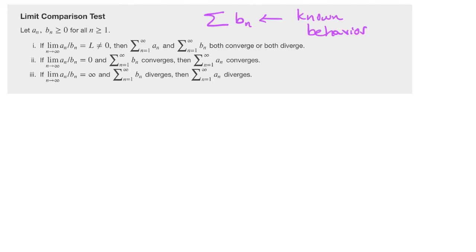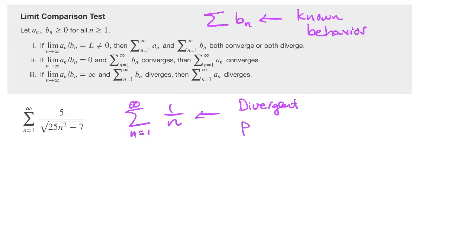In our previous analysis, we said that the terms of the series we were given are basically going to look like some known p-series, in particular our harmonic series, 1 over n. For this one, we know that it's a divergent p-series. In particular, it's our harmonic series. So we know that this is going to diverge.